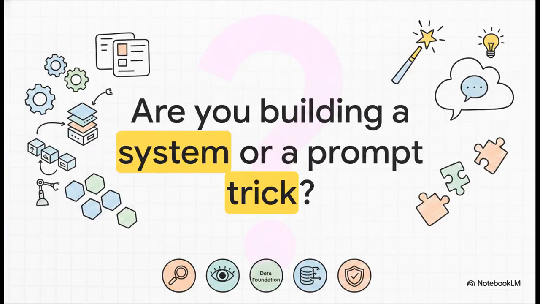I want to leave you with this provocative thought to chew on today. Take a hard look at your current projects and ask yourself, are you building a rigorous production system, or are you just relying on a prompt trick? True production AI is a deep operational discipline. It absolutely requires evaluation, observability, a solid data foundation, proper orchestration, and strict governance. If you apply these 5 pillars, you're going to build agents that don't just demo well, but actually survive and thrive out there in the real world.